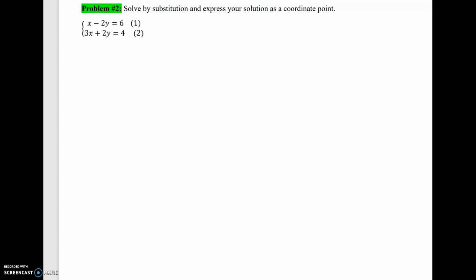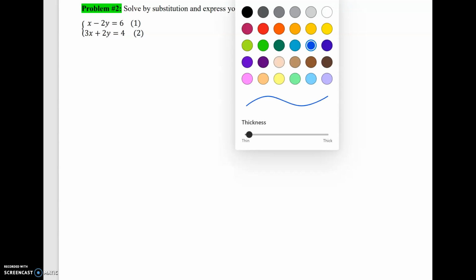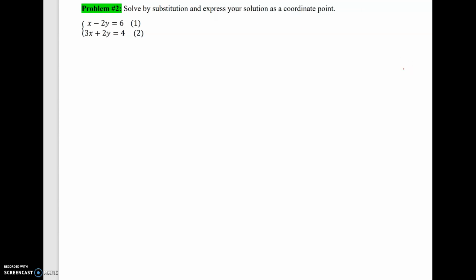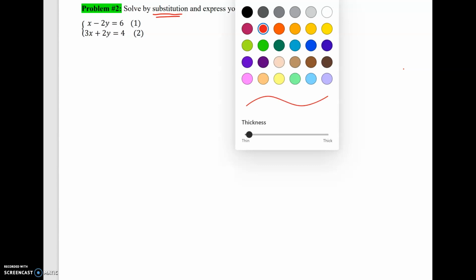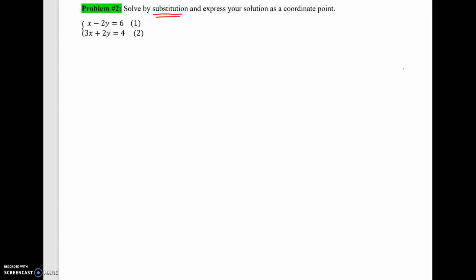Hi class, let's take a look at this problem. What they want us to do is solve by the substitution method. So what we're going to pick first is one equation, and then we're going to solve for a variable, and they do want us to express our final solution as a coordinate point.